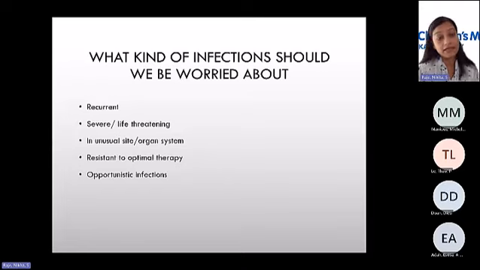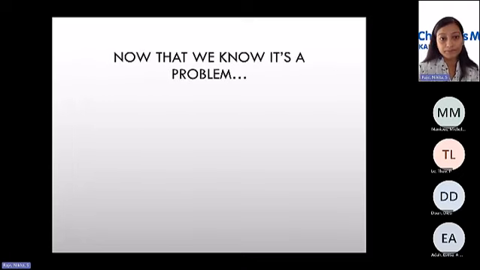Simple infections such as sinus infections should be treatable with oral antibiotics. So if they are resistant to optimal treatment, such as needing IV antibiotics for a simple infection, that may need to be looked into. And any opportunistic infections, the infections that should typically not occur in an immunocompetent host, if you see such organisms causing infections, it should definitely be a red flag for us to think about some underlying cause.